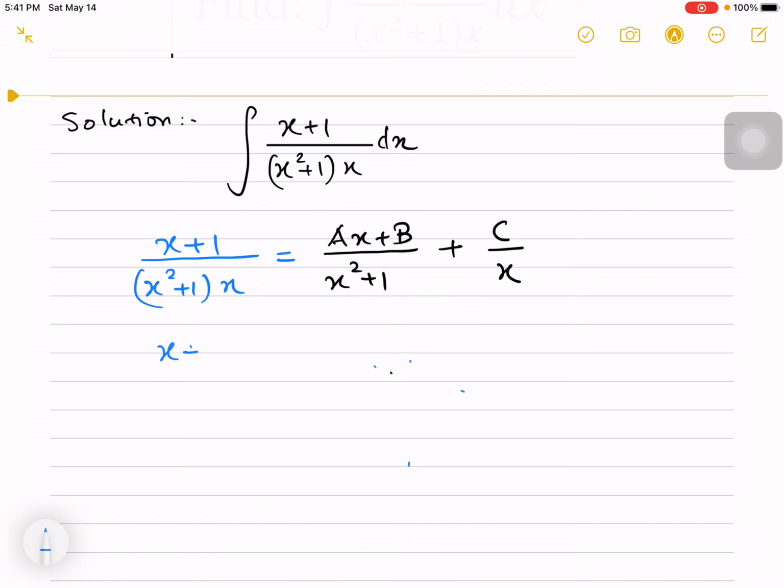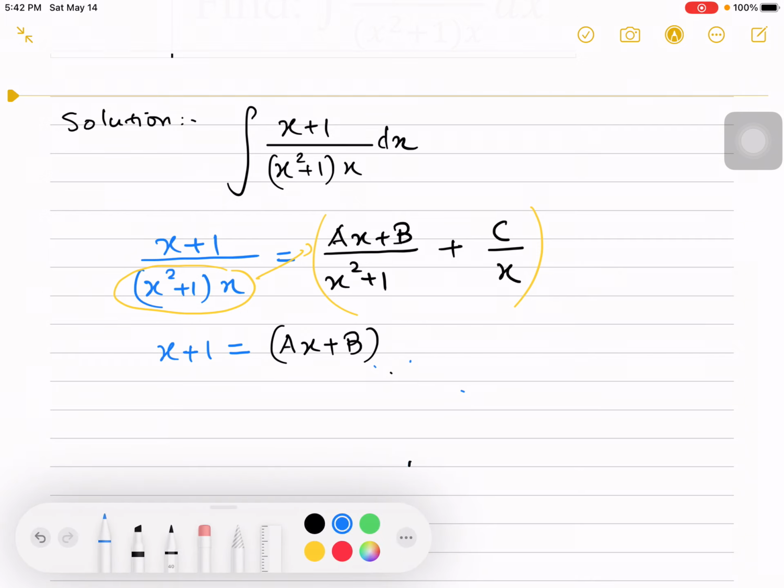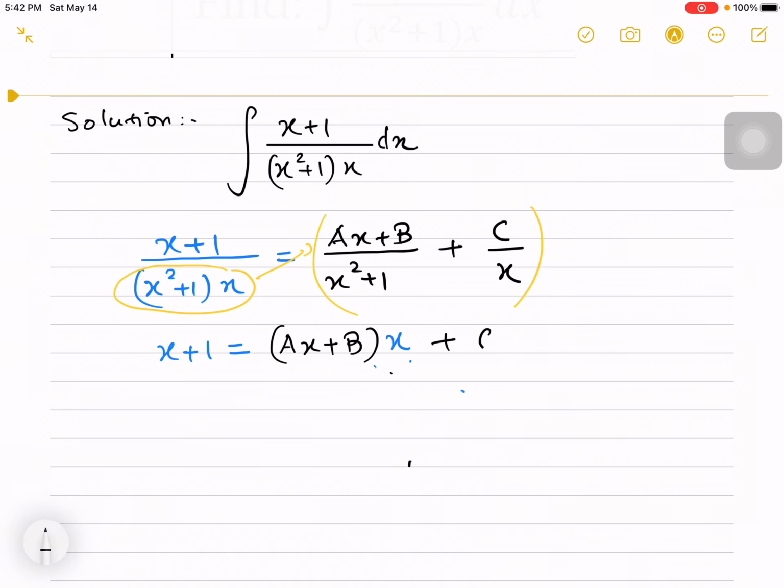Then in the next step, actually (x square plus 1) into x we will multiply in this term. Then we will get x plus 1 is equal to (ax plus b) times x, since x square plus 1 will be cancelled out in this way and x will be remaining, and in the next term c multiplied by only x square plus 1, since x will be cancelled out.